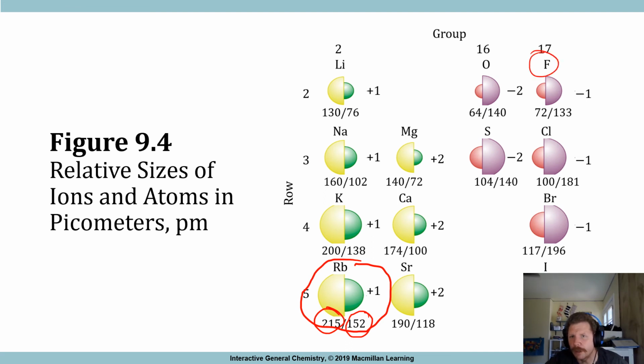Fluorine, when it gains an electron, goes from 72 picometers. That extra electron makes it 133 picometers. What has stayed constant with this fluorine? Well, the number of protons. The number of electrons has gone up. There are more electrons for those protons to keep within their grasp. And so the space of that ion is larger.